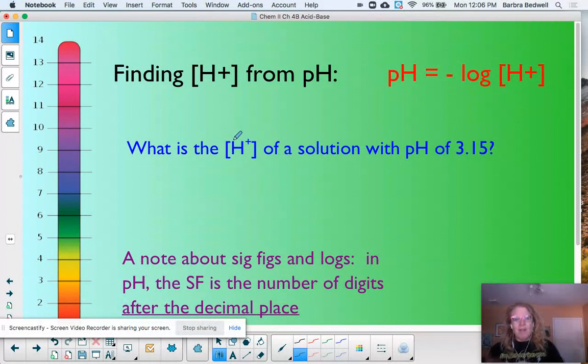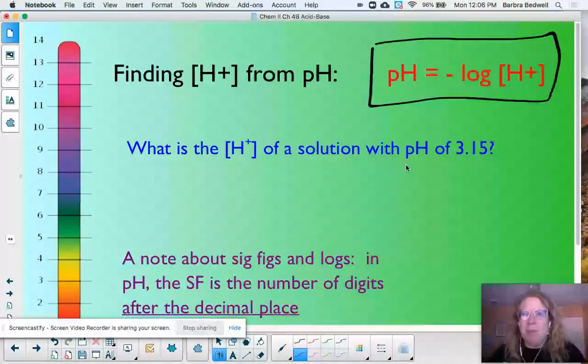Now, pHs aren't always that easy a number, so I just want to show you how we go the other direction. The whole idea about this equation is really a plug and chug, but there's a little bit of a trick with using your calculator.